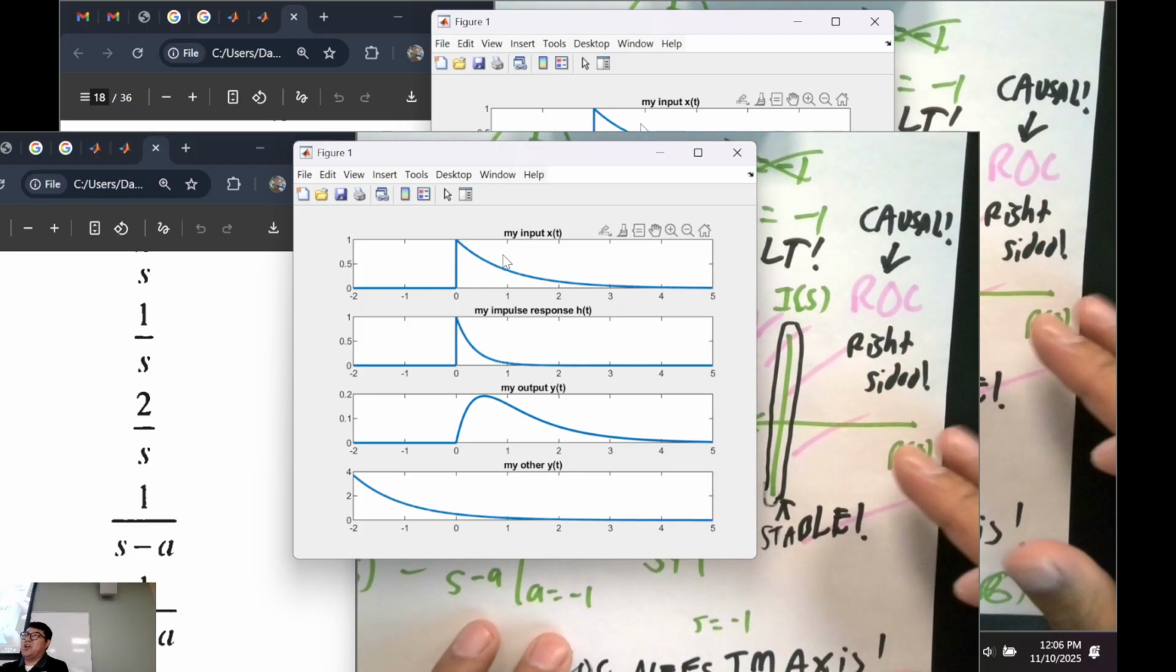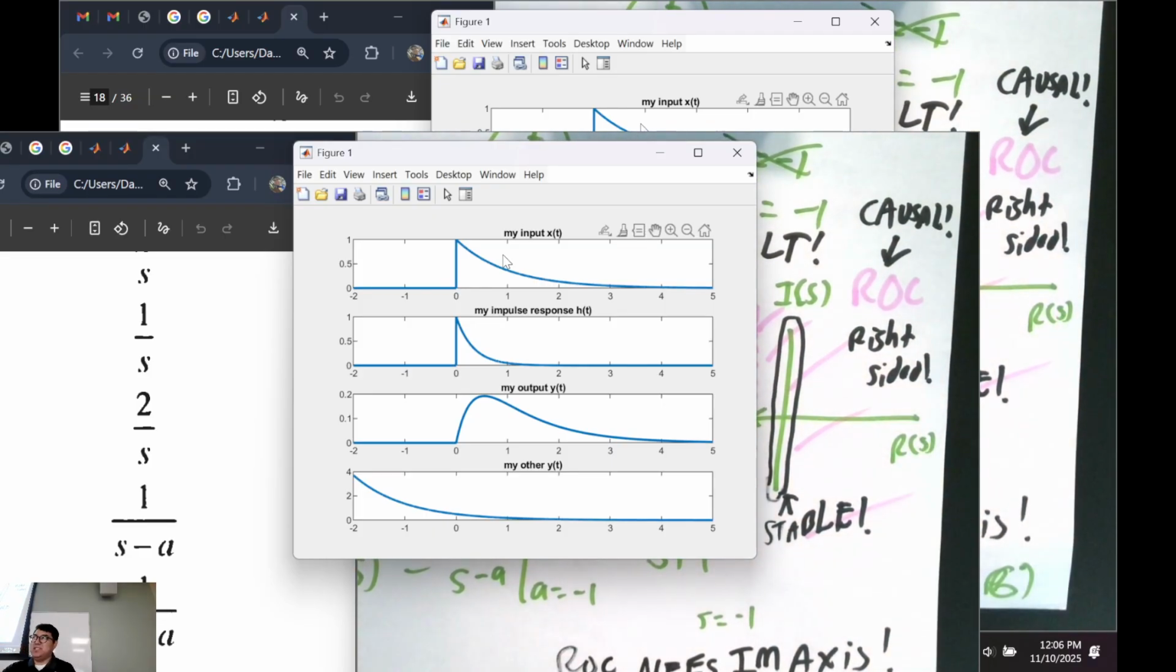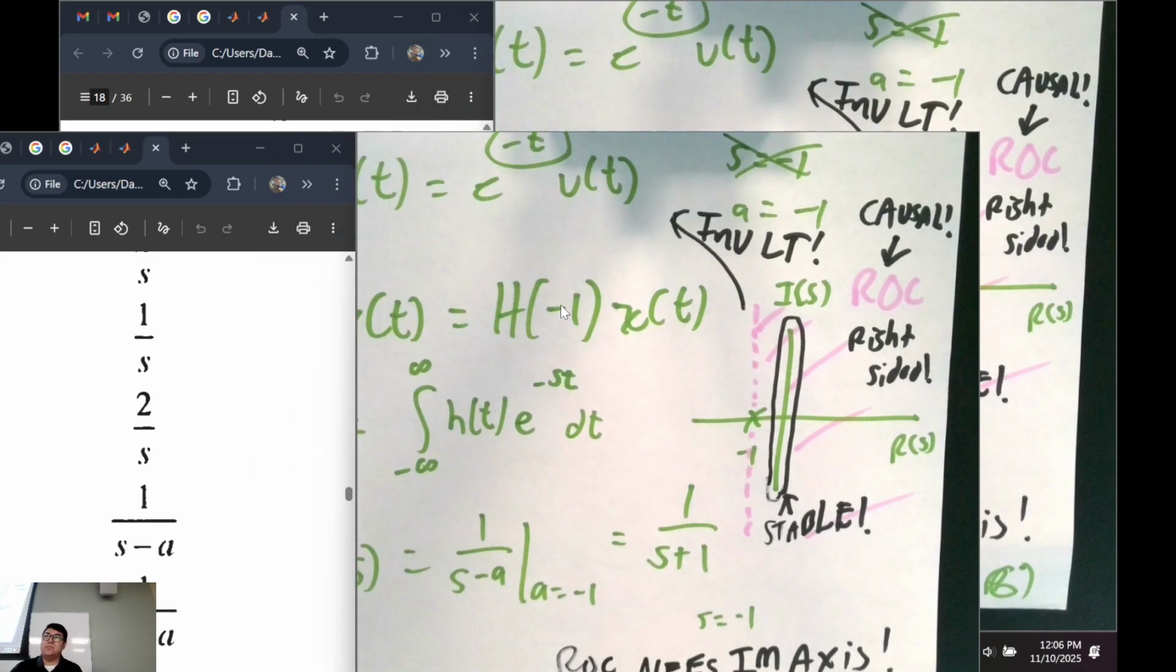What's the definition of causal? If it goes from t greater than or equal to 0, right? We're not going negative. We're going from real time to the future, right? It's just our system running. So if it's non-causal, then it's left-sided? So yes, if it's non-causal, I'll show you guys some examples.